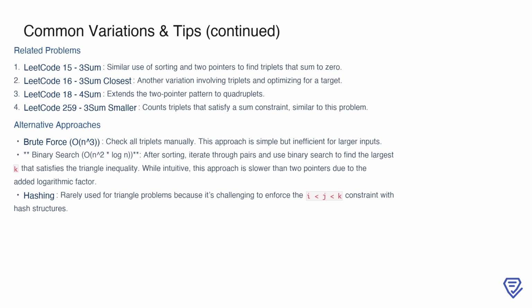As for alternative approaches, brute force is the simplest but least efficient option, with O(n cubed) complexity. Binary search can also be used after sorting, where you iterate through pairs and find the largest valid k using a binary search. This has a complexity of O(n squared log n), making it slower than the two-pointer method. Hashing, while useful in other contexts, is rarely applied here due to the difficulty of enforcing the i less than j less than k constraint efficiently.